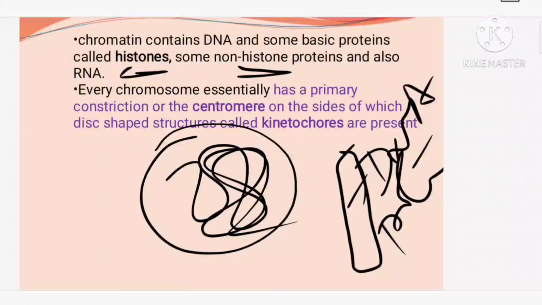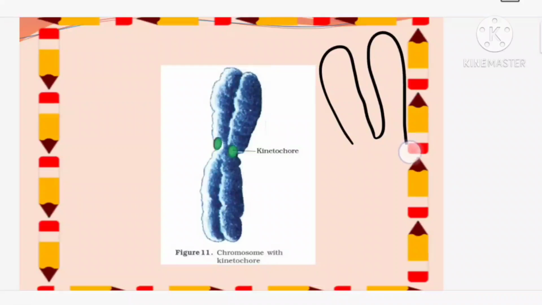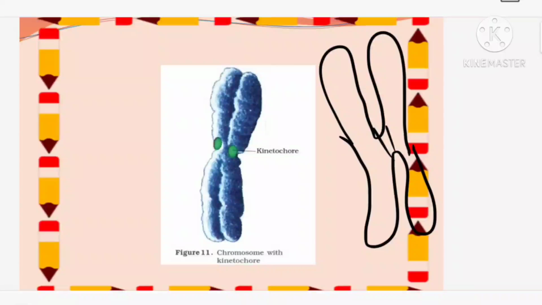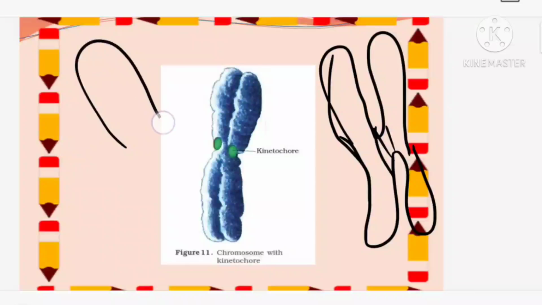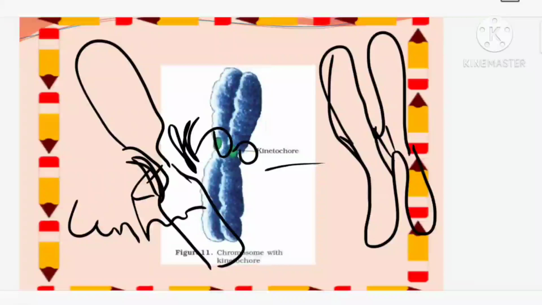Sometimes some amount of RNA will also be present in the chromatin or the chromosomes. Each chromosome has a primary constriction. Chromosomes always appear in pair, one from the maternal side, another from the paternal side. They have a constriction in the center. This constricted part we call the centromere. In the centromere you can find a disc like structure, the green colored structure. That structure we call what?